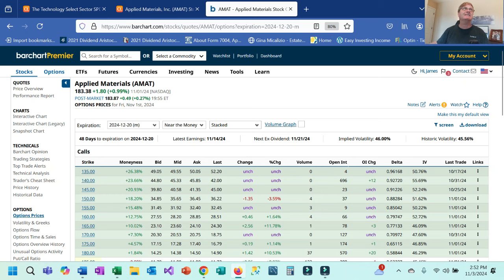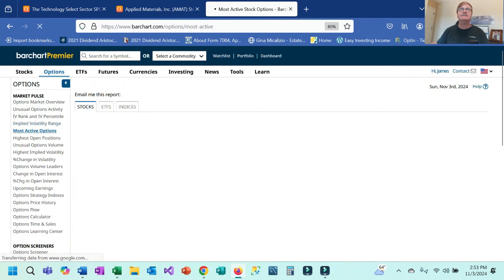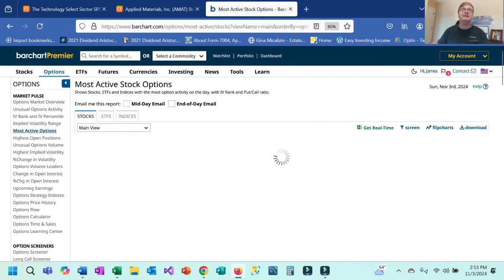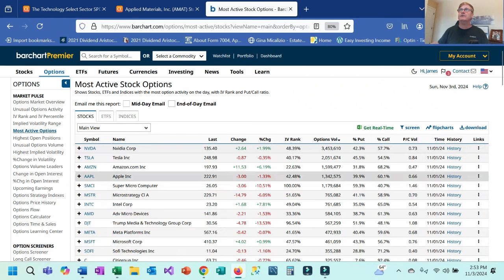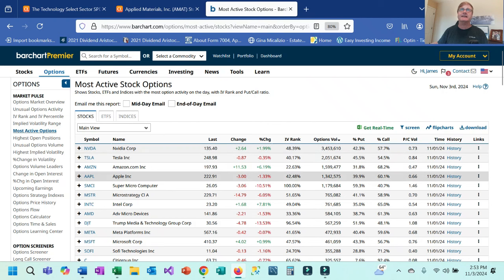The other thing I like to do here is look at most active options. During the day, sometimes I'll come in just to see what's going on, who has the most volume or who's down with the most volume. So we can see Tesla was down on Friday. It's Sunday, so this is from the market on Friday. Apple was also down quite a bit.